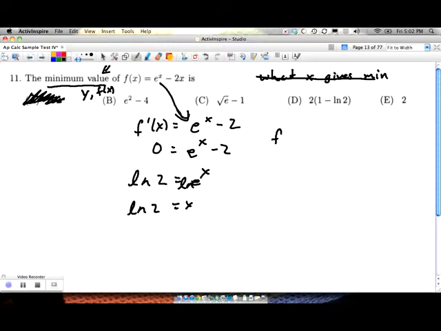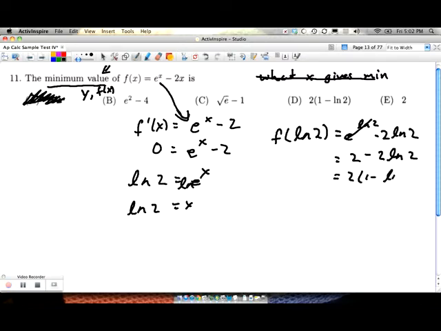So forget about it. What I'm looking for is the y value, which is what I get when I plug in natural log of 2. So that's going to be e to the natural log of 2 minus 2 times natural log of 2. Well, e to the natural log of 2 is really 2. And we got minus 2 natural log of 2. Wow, that's a lot of 2's. But I could factor out one of the 2's. It becomes 2 times 1 minus natural log of 2. Boom. That just happened.